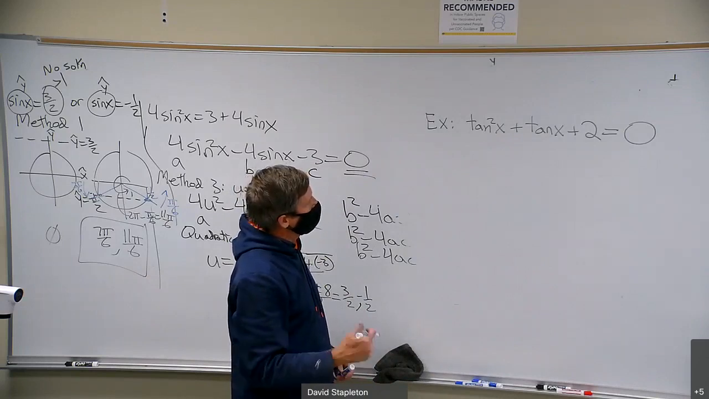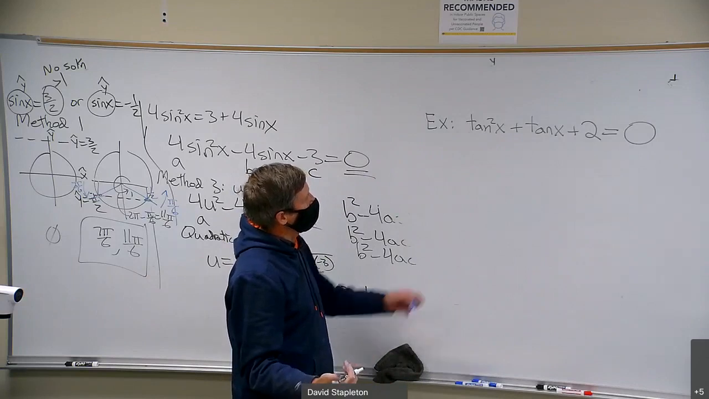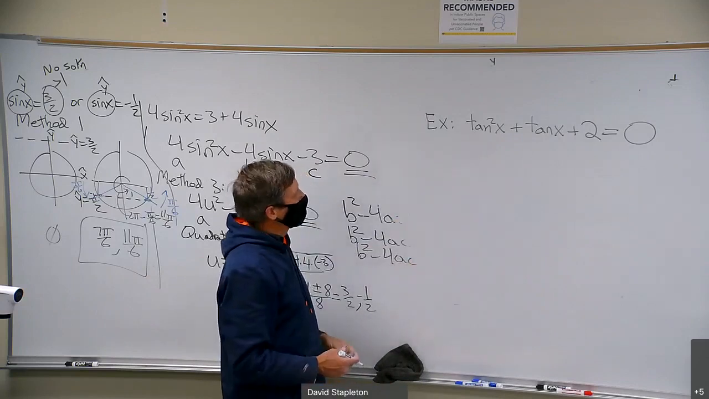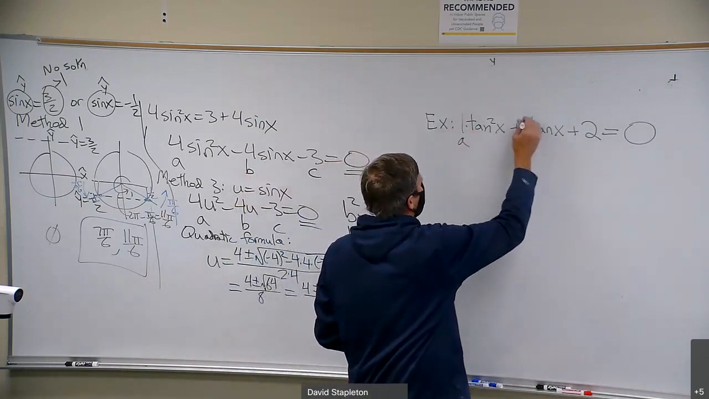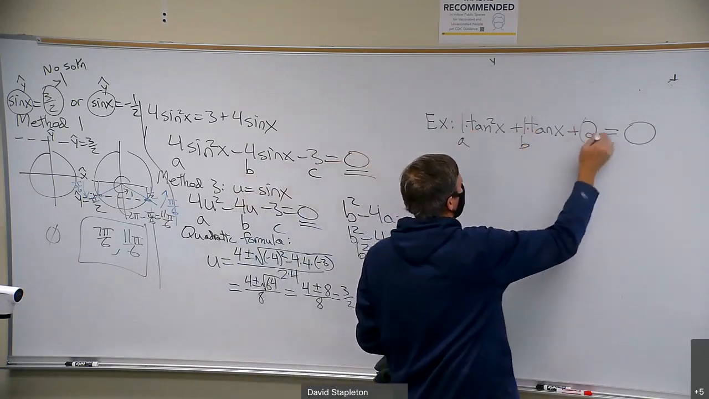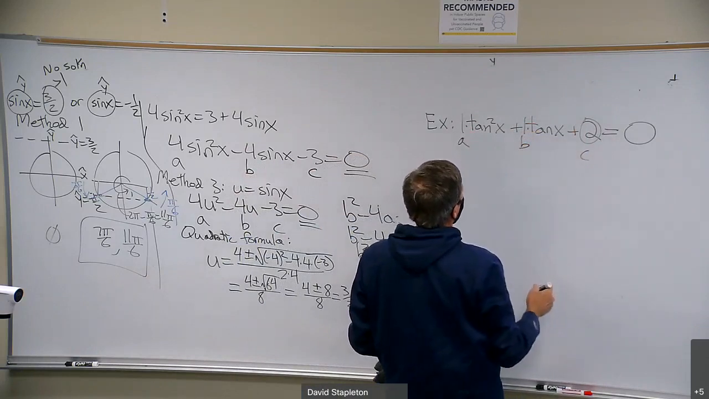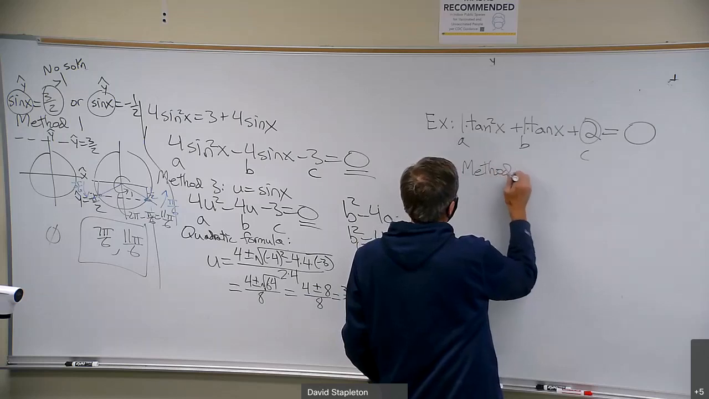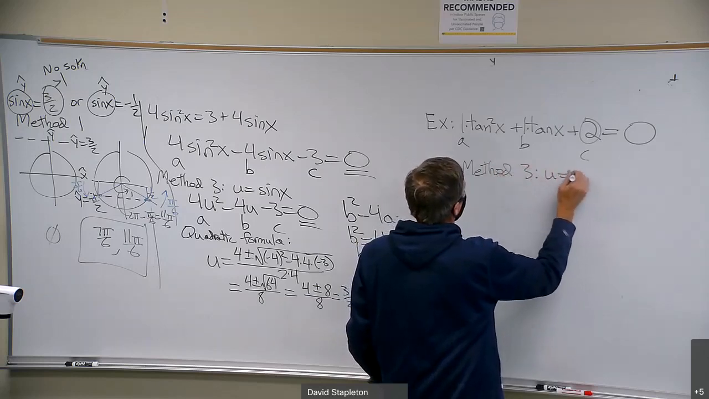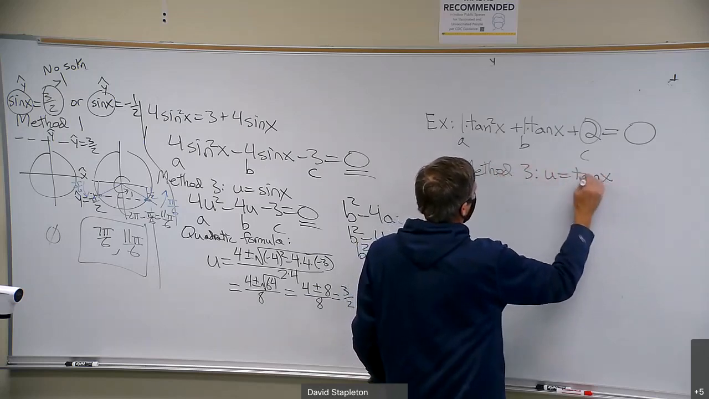Well, it's not a trig function equal to a number, so it's not just method 1. It's not linear. It has a tangent squared, so it's not method 2. Method 3, it's a times tangent squared plus b times tangent plus c equals 0. I can use method 3, right? And say, oh, substitute u equals tangent x to make it a quadratic equation, right?